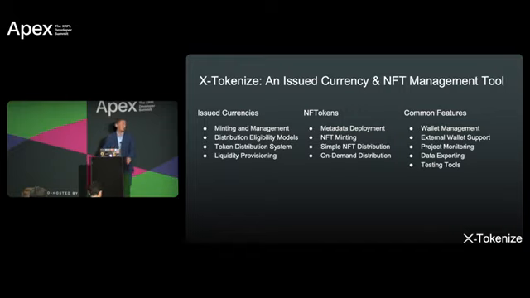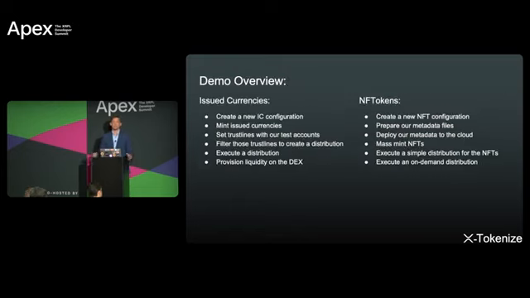On the screen, I've highlighted some of the core features of XTokenize. Today, we're going to demo two major aspects of XTokenize: the issued currency feature and the NFT feature. In a nutshell, we're going to create a new issued currency configuration. We're going to mint some tokens, set some test trust lines, create a distribution, execute that distribution, and provision some liquidity on the DEX. For NFTs, we're going to create a new NFT configuration. We are going to deploy some metadata, mint our NFTs, and execute one of our three distribution options. So let's get into it.